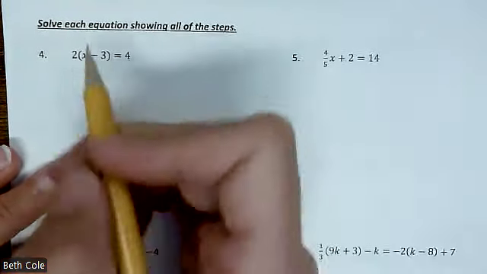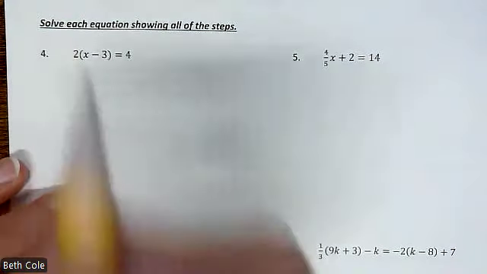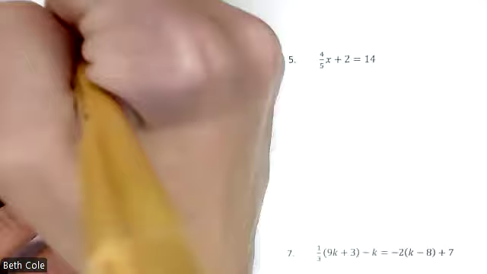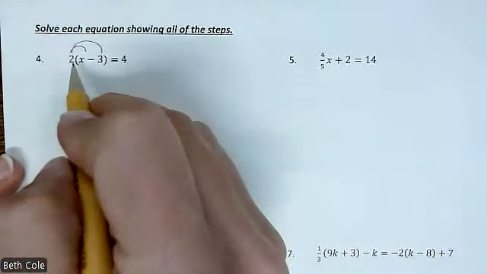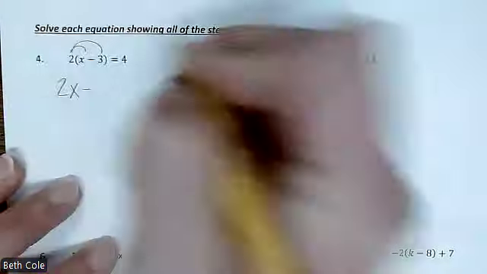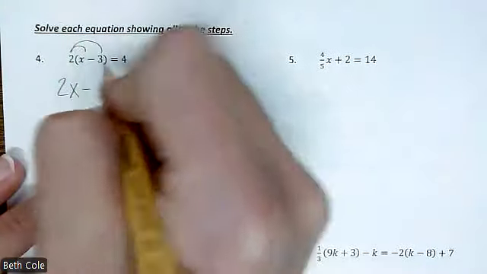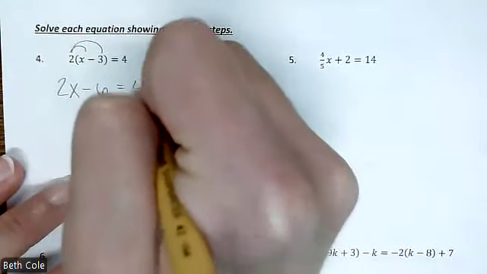So looking at this one, what would you need to do with the 2 that's out front? Distribute. Good job. So this is about staying organized. That's going to be 2x minus 6. 2 times 3 is 6.